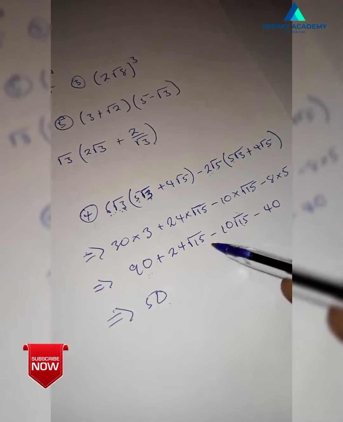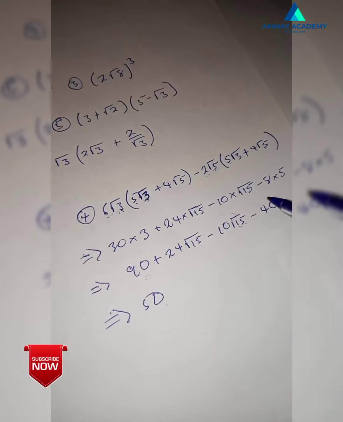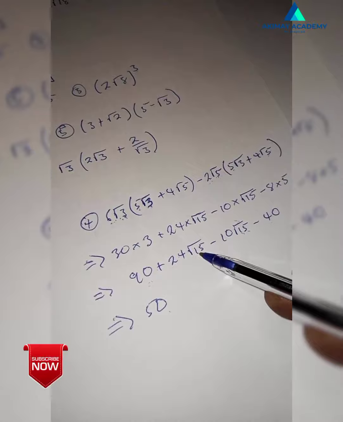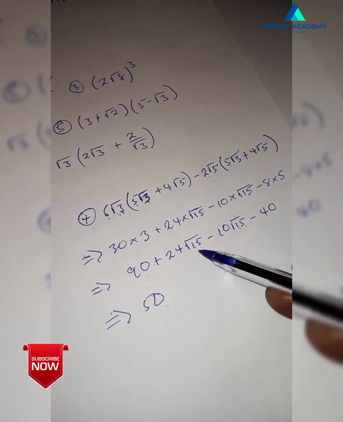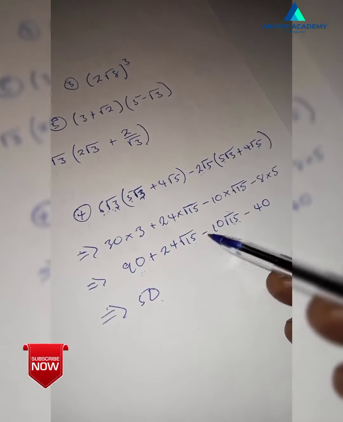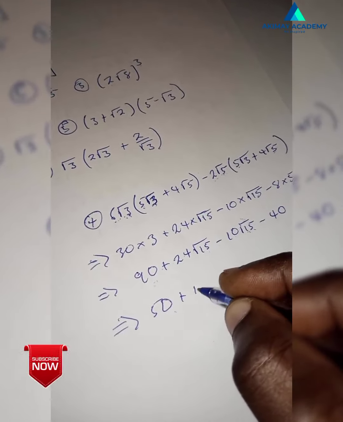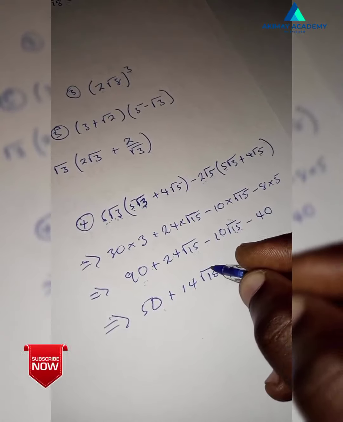Whenever it comes to addition and subtraction, make sure the numbers under the radical signs are the same before you can do the addition or subtraction. Here we have root 15, here too we have root 15. So they are the same, therefore we can do the subtraction over here. 24 minus 10 should give us plus 14, right? 14 root 15.